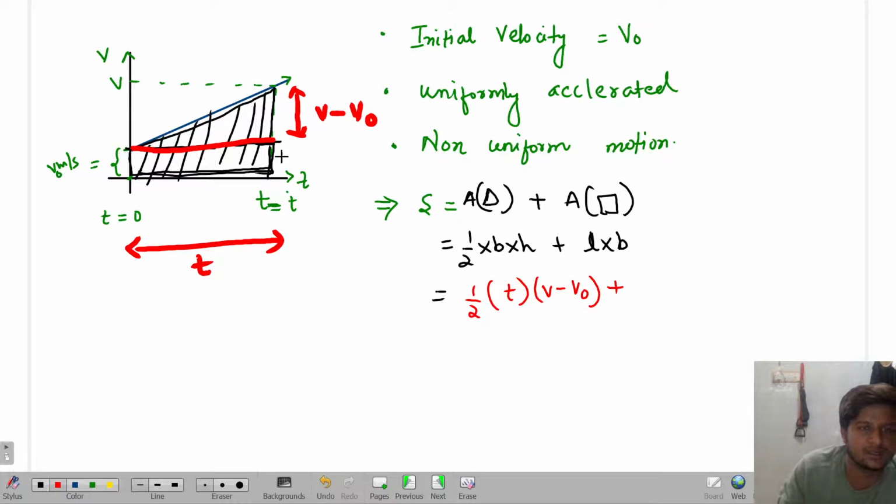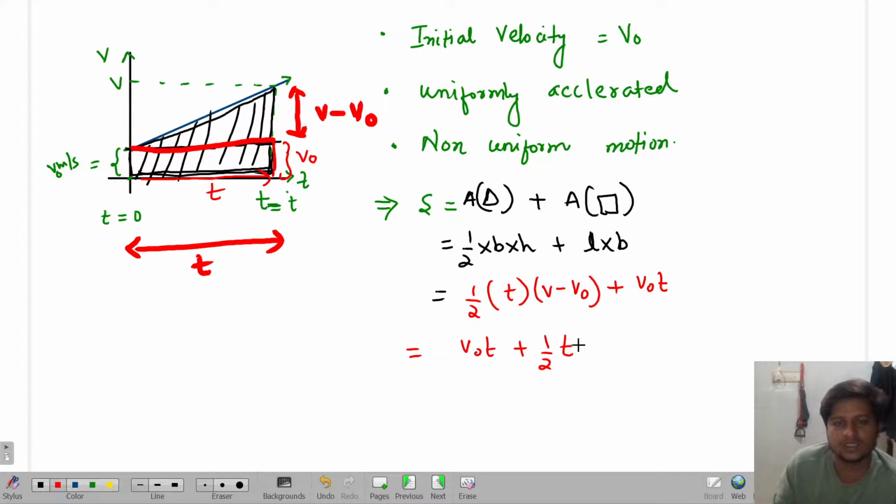For this rectangle, length is again equal to time, and breadth is equal to v naught. So it will be v naught into time. So now I get the relation v naught t plus half of t (v minus v naught).